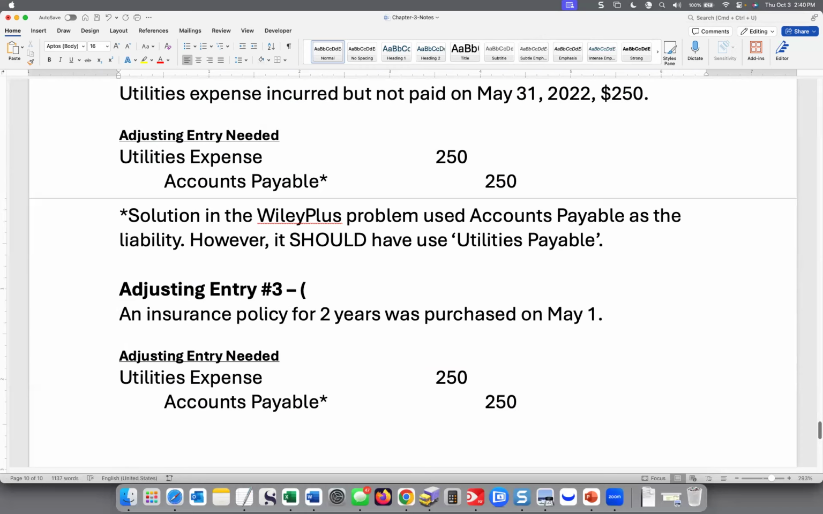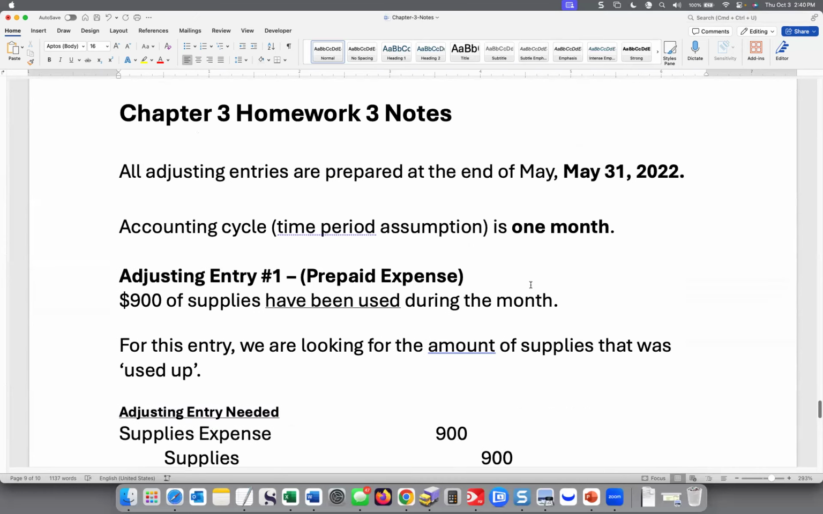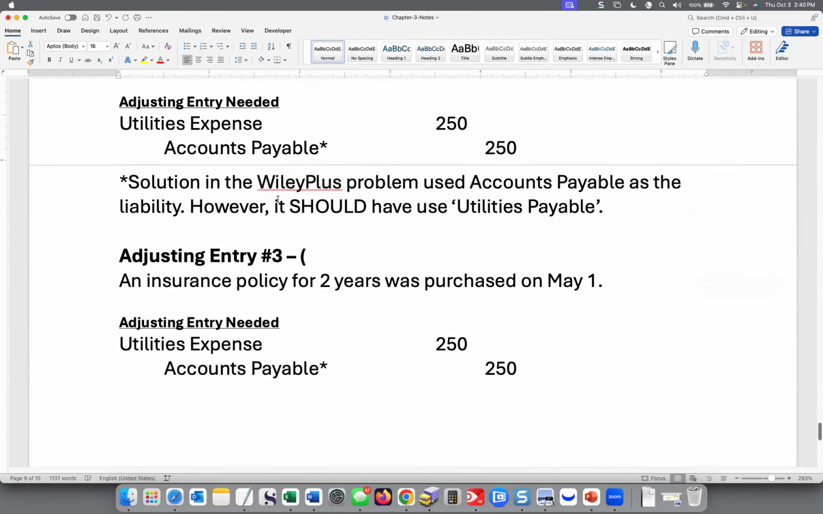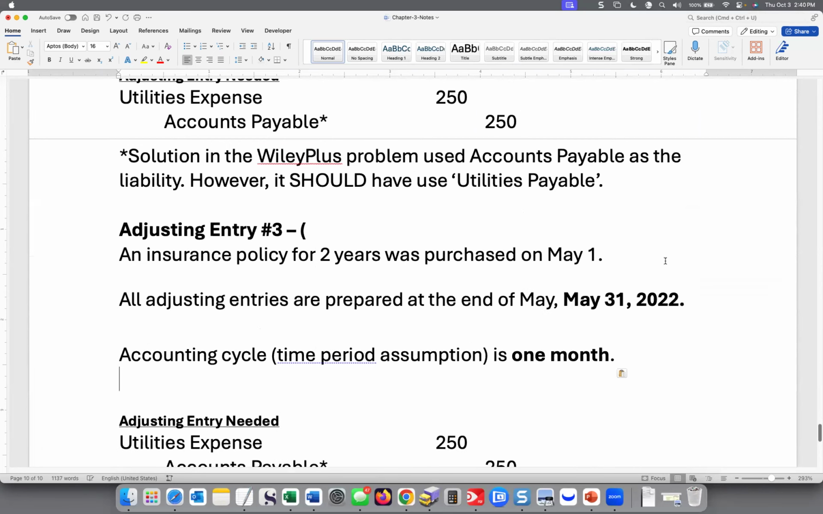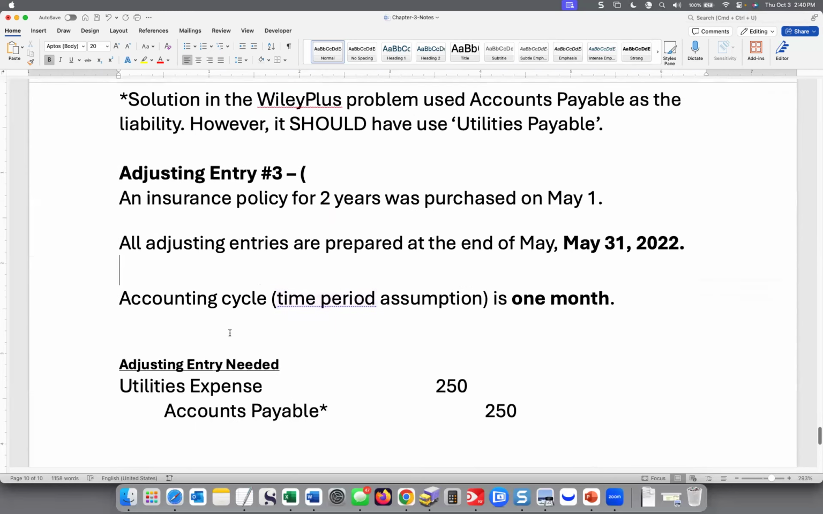So an insurance policy for 2 years was purchased on May 1st. We know that our cycle is only for 1 month, right? In fact, I'm going to pull that information in here and remind us about that in journal entry number 3, because here's one where the time factor is important. The time factor is important.